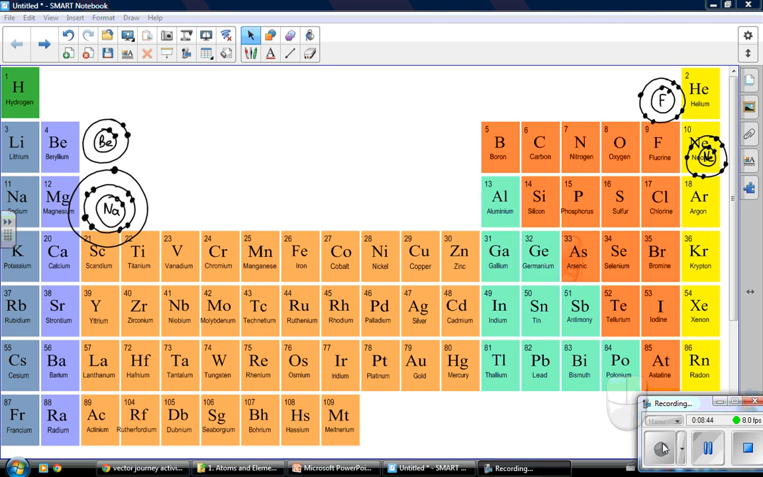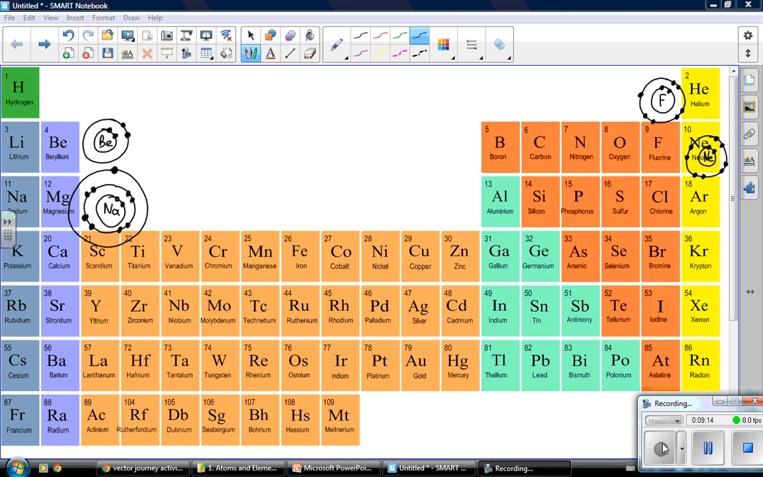So how many valence electrons is magnesium going to have? 2. And then when we get to aluminum? 3. And then silicon? 4. And then phosphorus? 5. Sulfur? 6. Chlorine? 7. Argon? 8. And then what happens when we reach argon? What's with the 3rd shell? Okay, it's full. So then what are we going to have to do? What's the next element? Well, where's the next element?